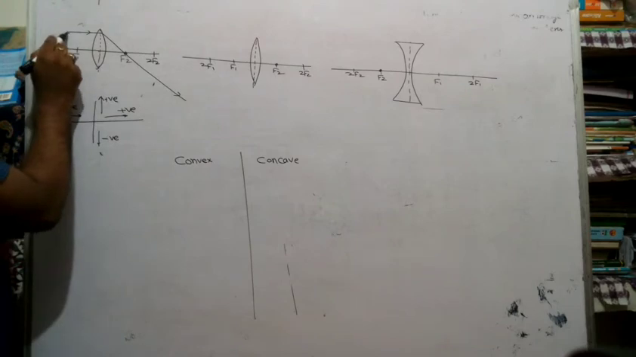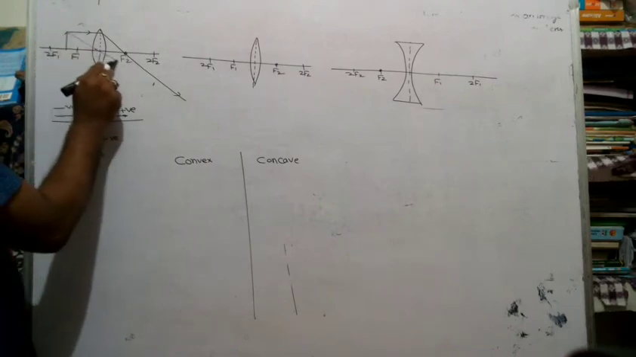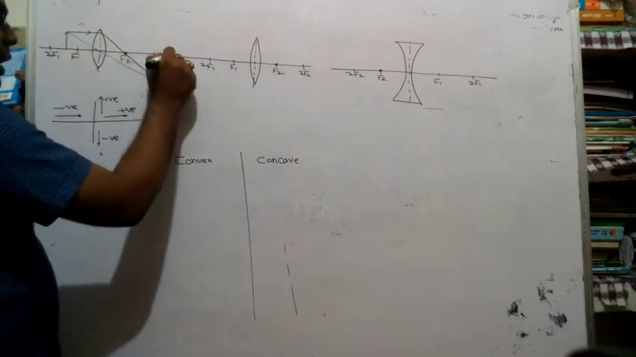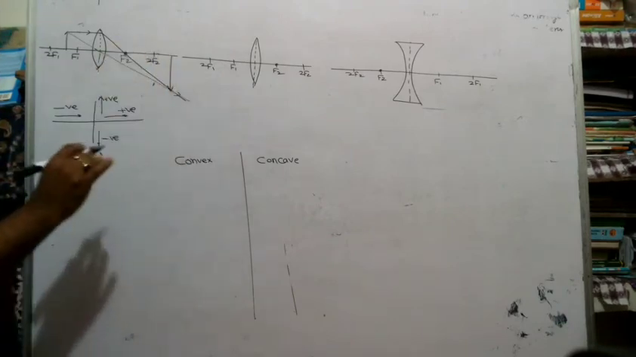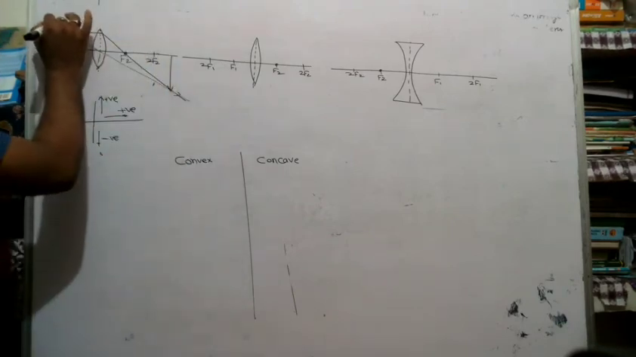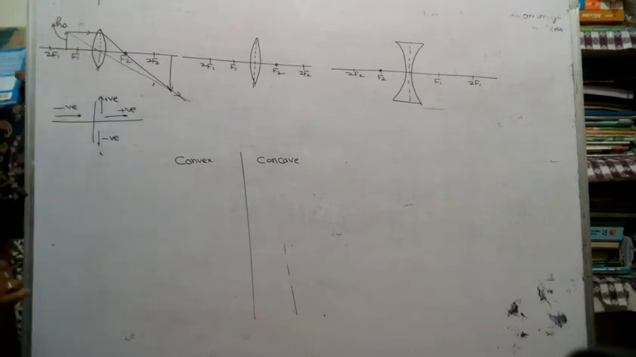Second ray, it will pass through the optical center, and this is the image. Look at this beta. This is the height of the object.